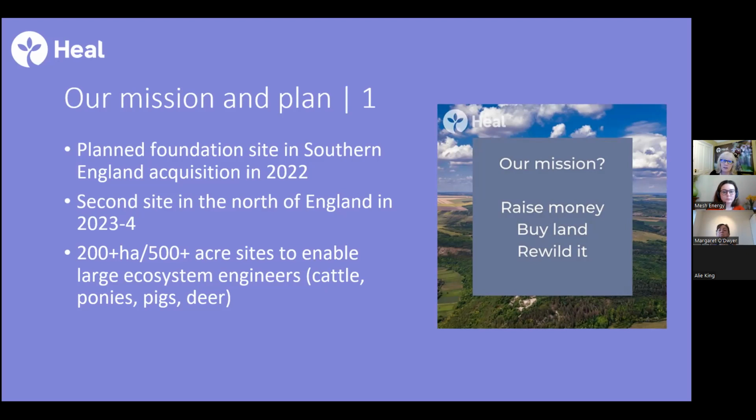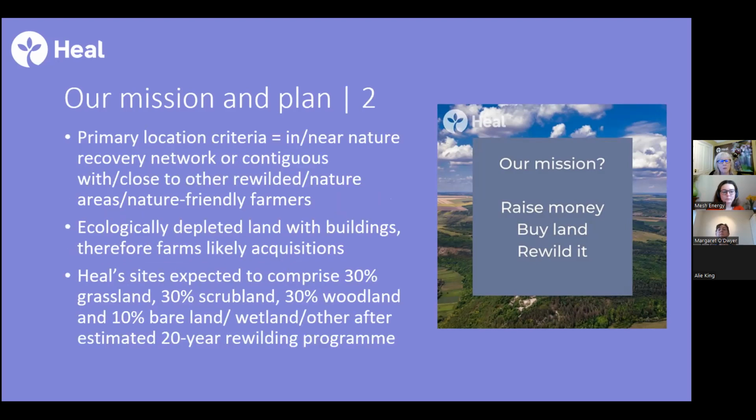We're going for this sort of size so that we can have these ecosystem engineers in. We ideally want to be near other areas which are nature friendly, such as nature-friendly farms or other nature areas. And we want depleted land, because otherwise we have to do special things to look after special habitats and species. We expect the sites within 20 years to have this mix of 30% grass, 30% scrub.